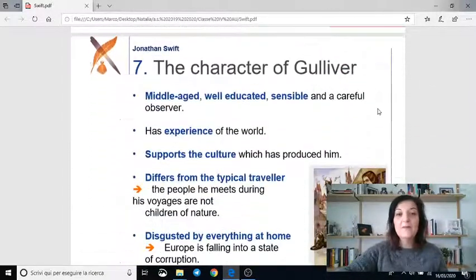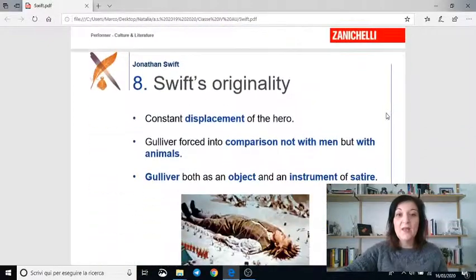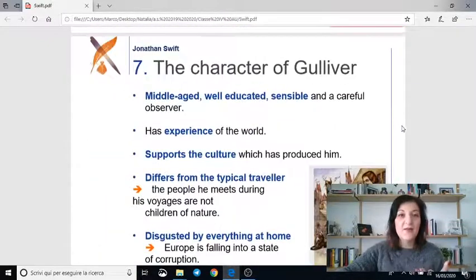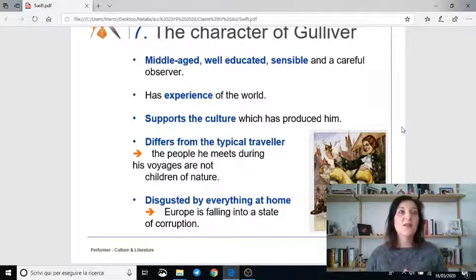Now, I would like to tell you something about the character of Gulliver. Character doesn't mean personality, but is personaggio. Who is Lemuel Gulliver? How is he described? Or better, how does he describe himself?